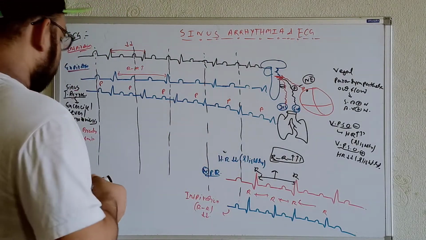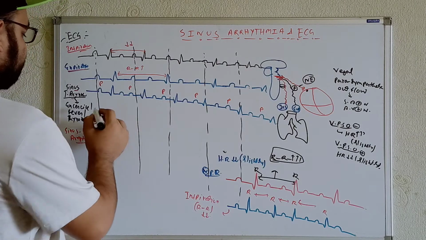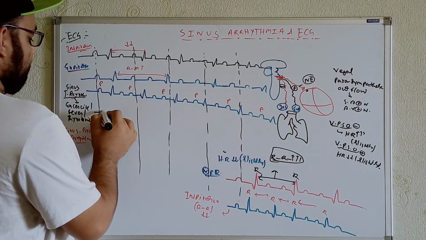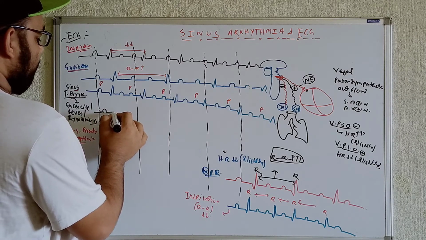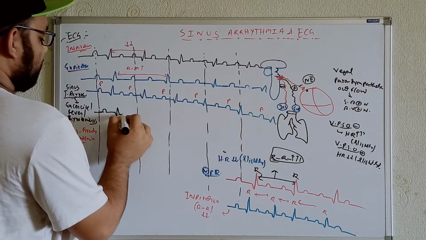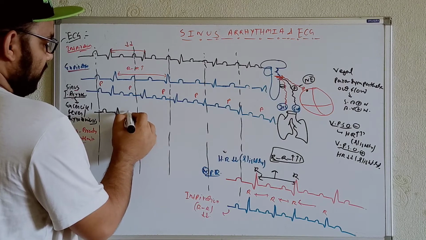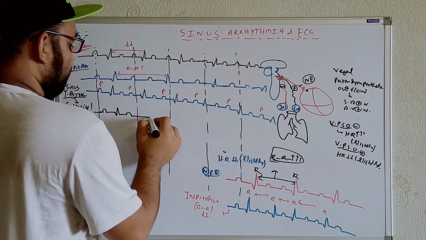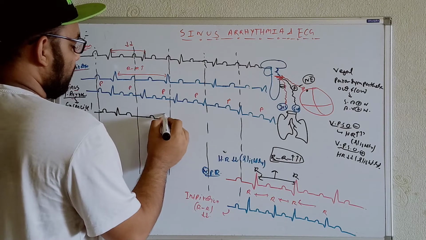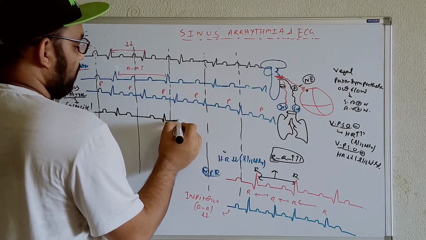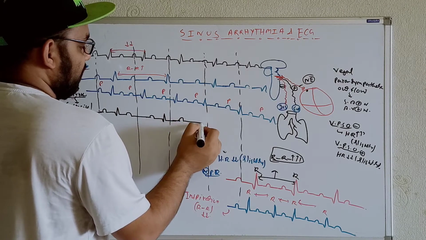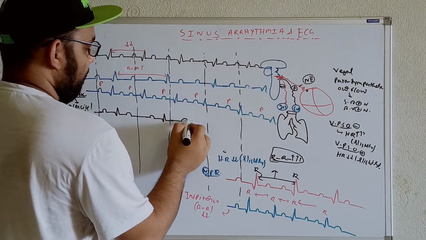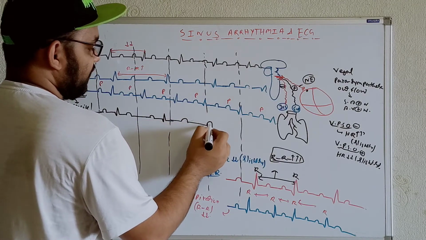So in these cases, let's draw this one. For example, we got the P wave, again we got the QRS complex, again we got the T wave. Again we got the P wave over here, again the QRS complex, again the T wave, and again we are getting the P wave.